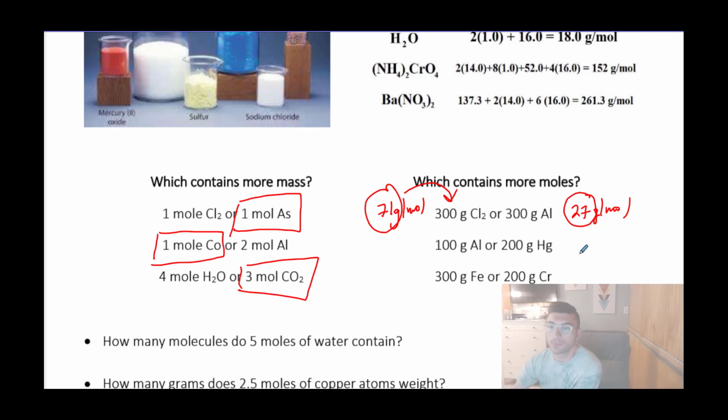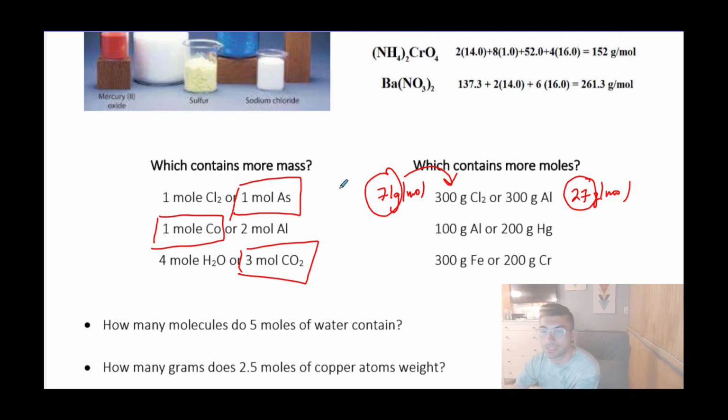100 grams of aluminum versus 200 grams of mercury. Again, aluminum is 27 grams per mole. Mercury's around 200 grams per mole. So there's just about 1 mole of mercury, where I obviously have more than 1 mole of aluminum, so there's more moles of aluminum here. We'll circle that one. Make sure you have the answer there.